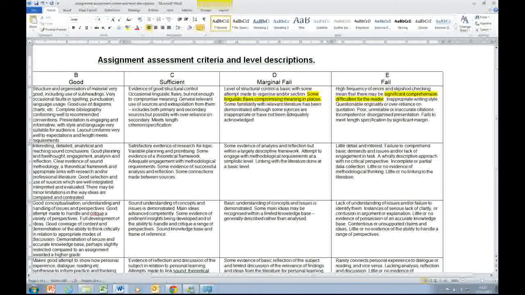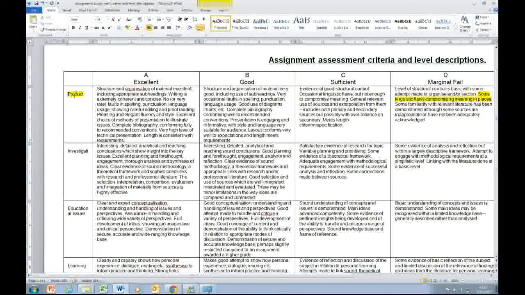So even if you just have some linguistic inaccuracies here and there, but meaning is still compromised in places, you could end up with a marginal fail, not necessarily overall, but certainly under product, which can sometimes compromise the whole assignment, and you could end up failing as a result of the language not being accurate enough.